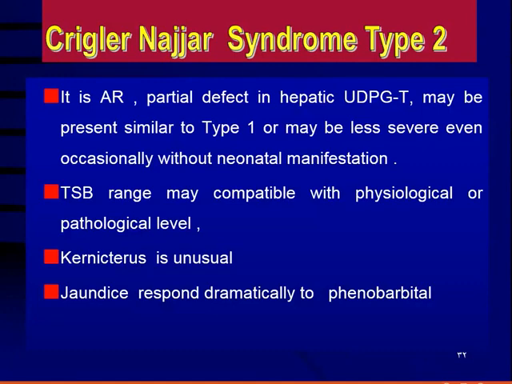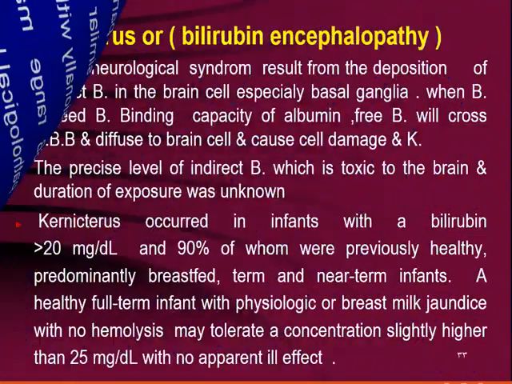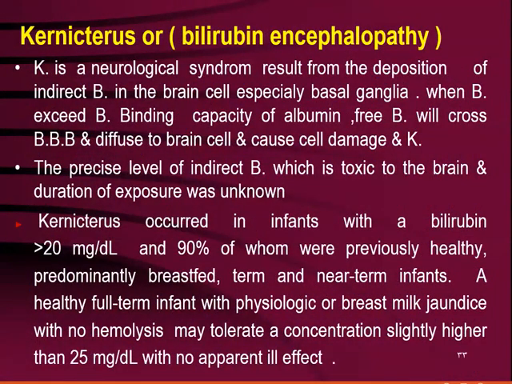Type 2, which is usually milder, is also autosomal recessive, due to a partial defect in the hepatic uridine diphosphate glucuronosyltransferase enzyme. It may present similar to type 1 or may be less severe, even occasionally without neonatal manifestation. TSB range at the beginning may be compatible with physiological or pathological. Kernicterus is unusual. Jaundice responds dramatically to treatment with phenobarbital.